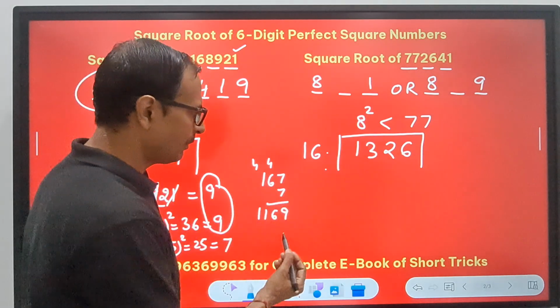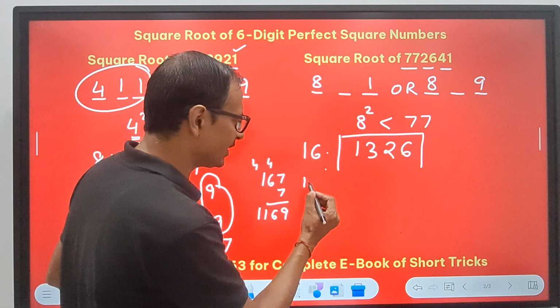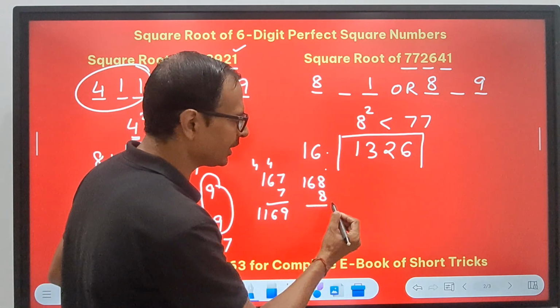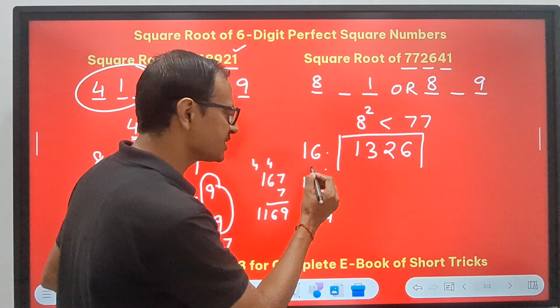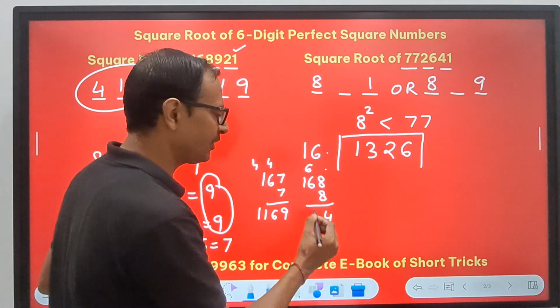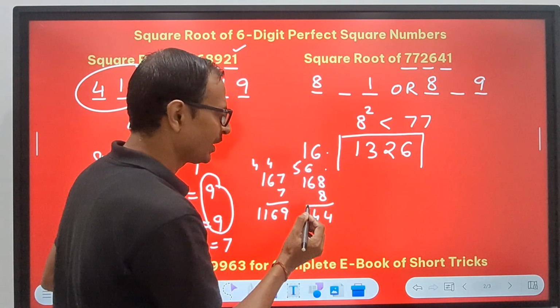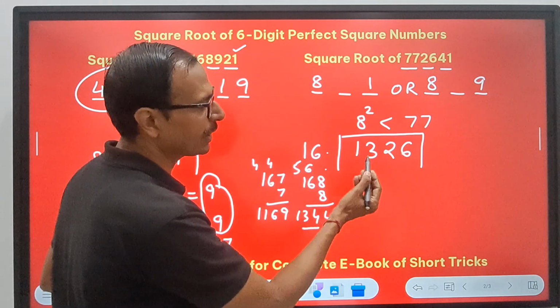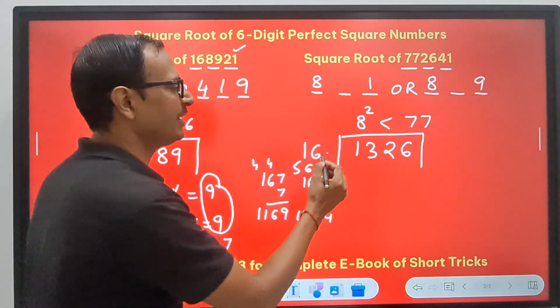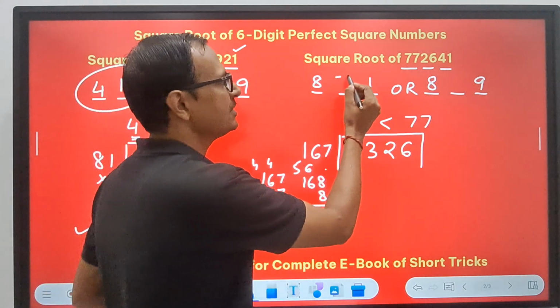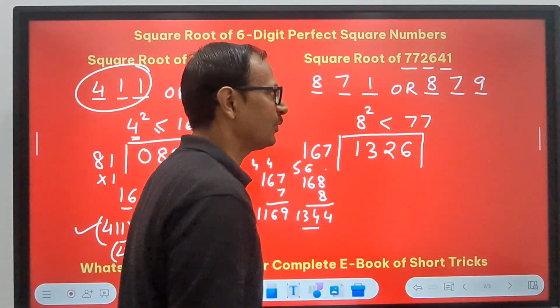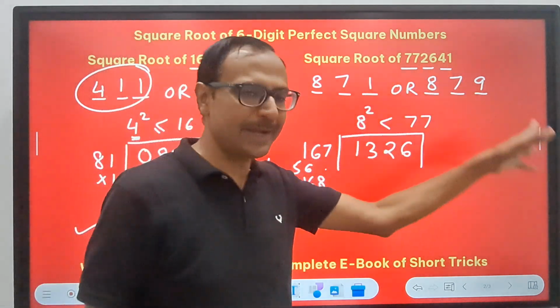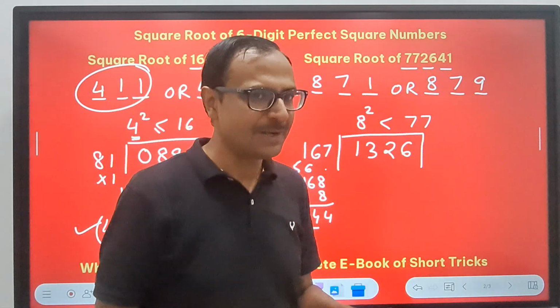1 1 6 9. But let me be sure, 168 into 8 isn't working. 8 8 is 64, 4 6, 8 6 are 48, 54, 4 5 and 8 1s are 8 plus 5, 13. 13 44 exceeds. So 7, that becomes the middle digit of my answer. So either 871 or 879 is my answer.